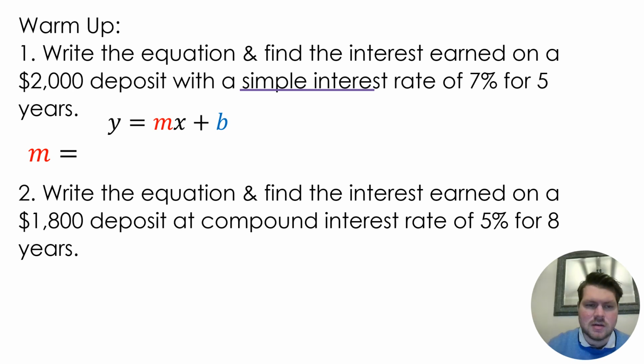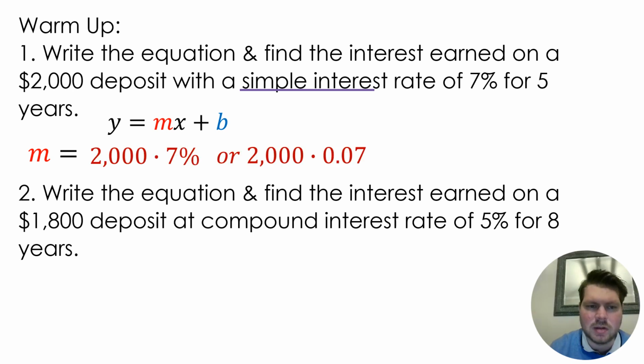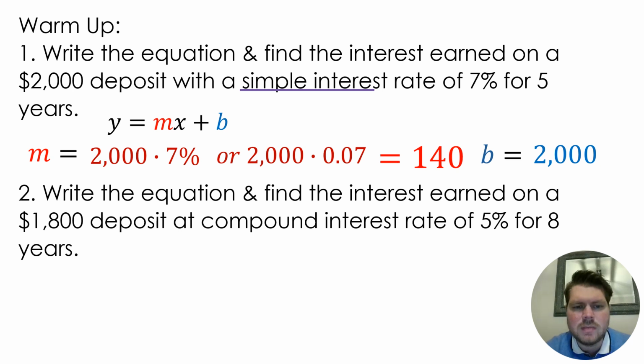of 2,000. So to get 7% of 2,000, you're just going to multiply 0.07 by 2,000, and you get that it's going to go up by 140 each year. And then my b is my y-intercept, or my starting amount, which is 2,000.